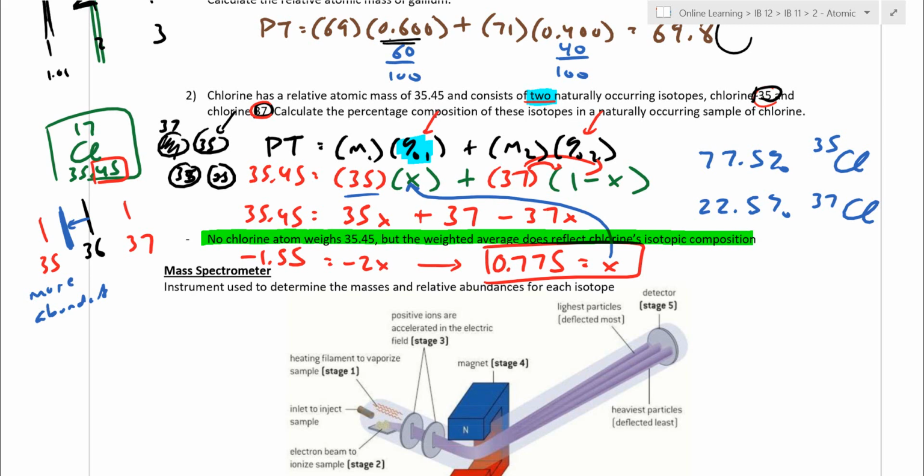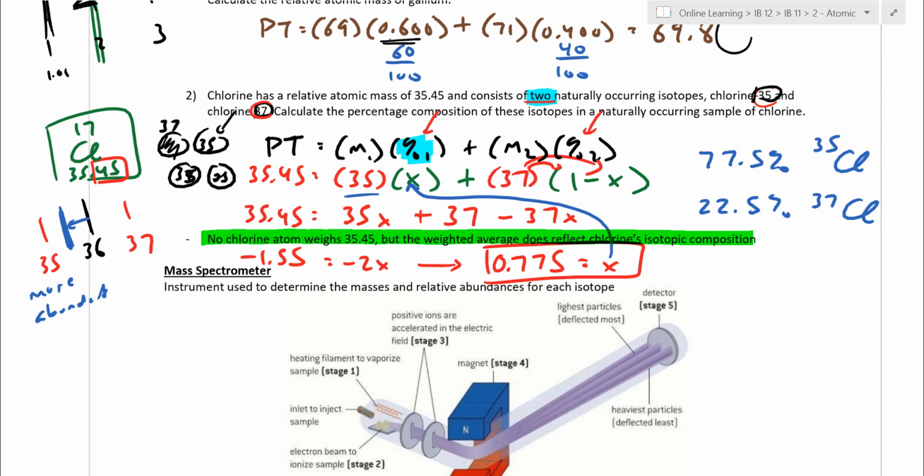Usually the question, however, is worded in the opposite way. Given a newly discovered element, what are the isotopes that exist? What are the abundances? I don't have it on the periodic table yet. I don't know the weighted average. Usually I run an experiment to somehow collect the isotopes, to figure out what the percentages are, and then I put it on the periodic table.